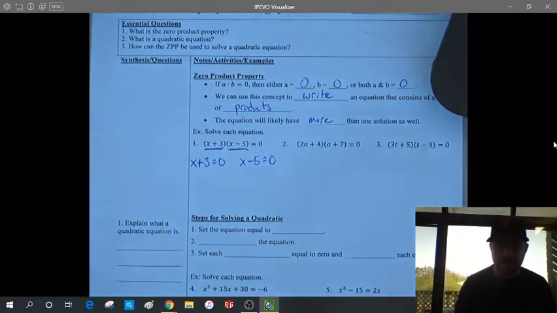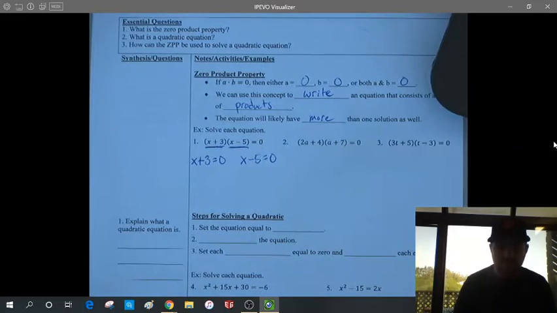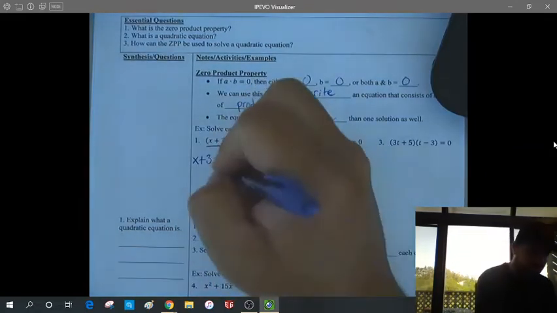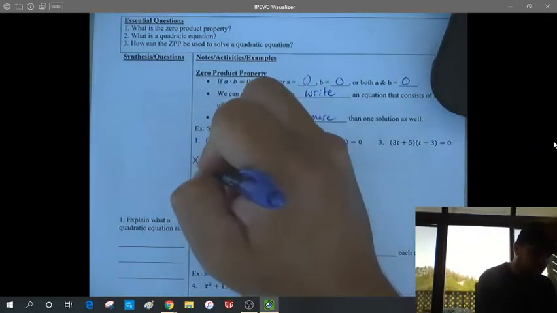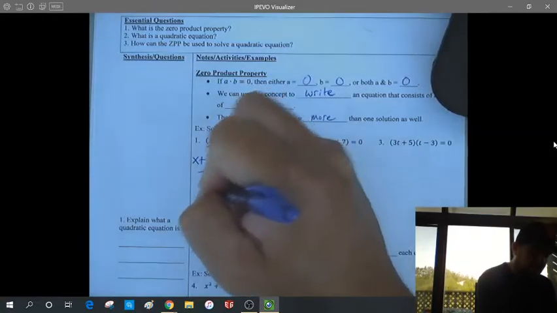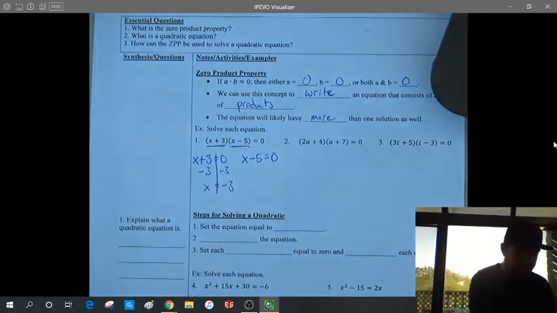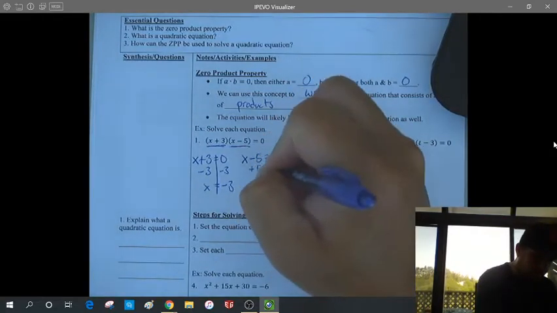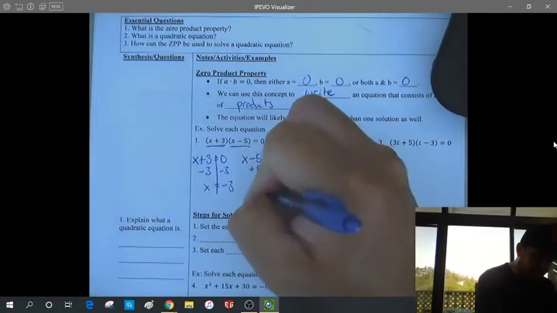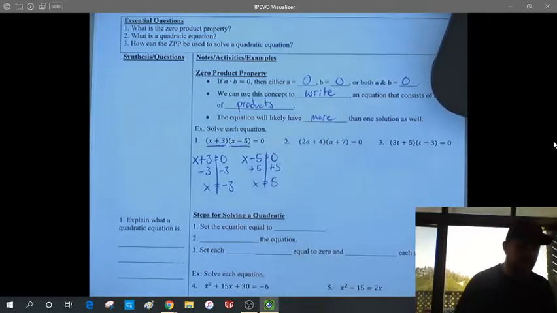And then what I can do from here now is just solve for what x is equal to in each of these. There's little one-step equations. For this one, I can subtract 3 from both sides. I get that x is equal to negative 3 for that one. Over here, add 5 to both sides, and x equals positive 5.